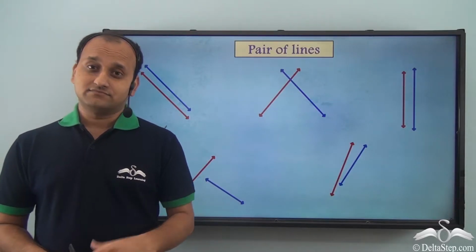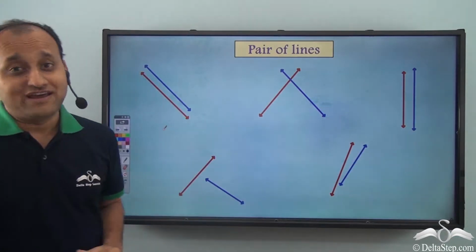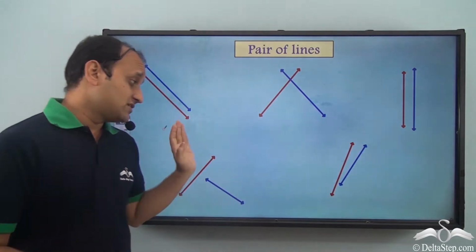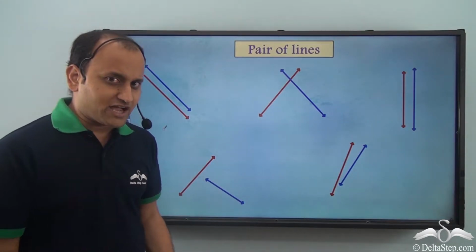What do you see here? Well, we have pairs of lines. Now, all these pairs of lines show different properties. So, what exactly are we talking about?